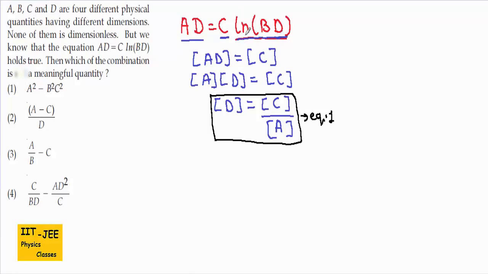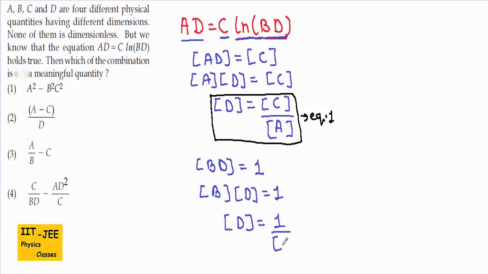The same way we can also check this dimensionless quantity. ln is dimensionless. That means this BD is dimensionless. You know a dimensionless quantity has the dimension 1. So dimension of BD should equal 1. We can write it dimension of B times dimension of D should equal 1. Then again we can get from here dimension of D equals 1 over dimension of B. So this is equation number 2.